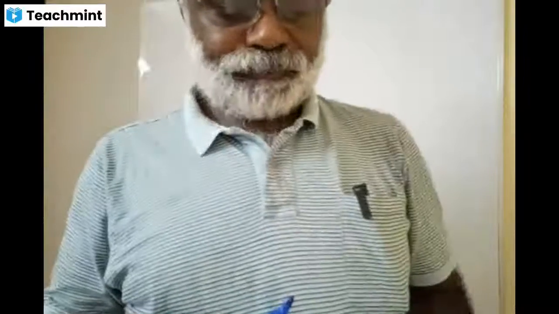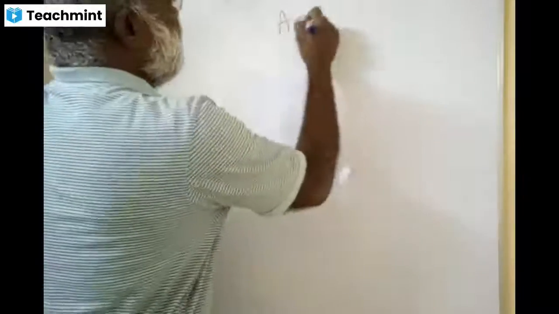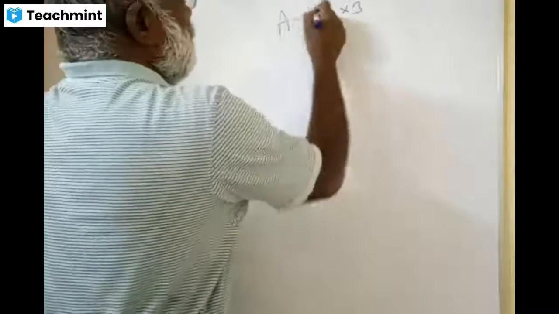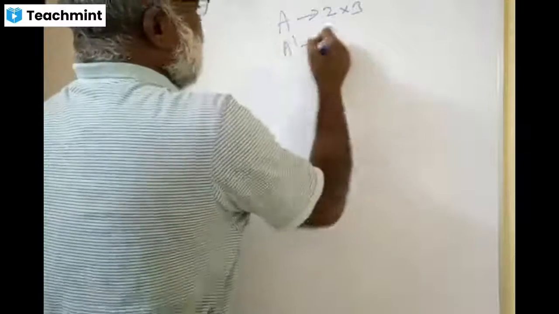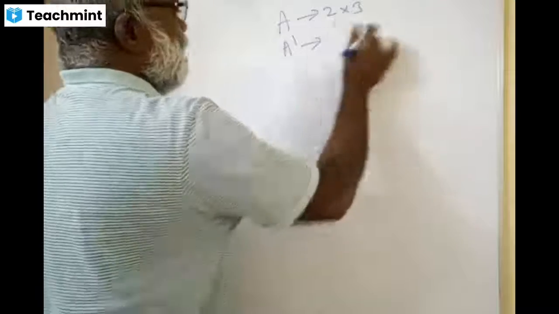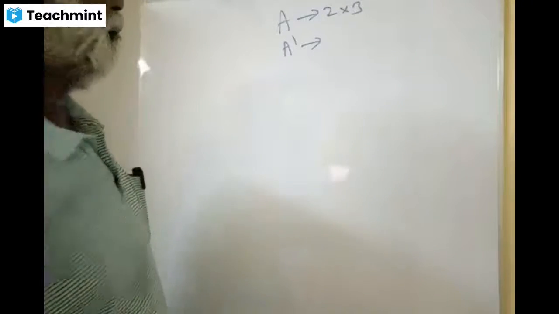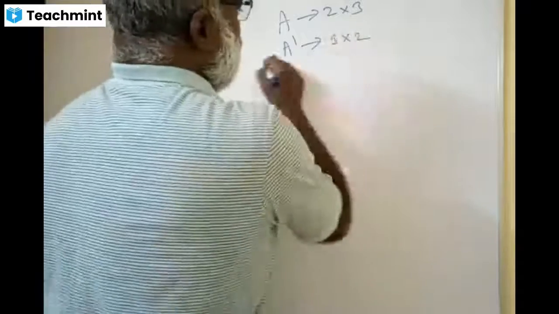See, all of us know what is transpose, correct? First question is about the transpose. A column matrix becomes a row matrix. Friends, here A is a 2 by 3 matrix. And what is the order of the matrix A dash? 3 by 2. Great, 3 by 2.